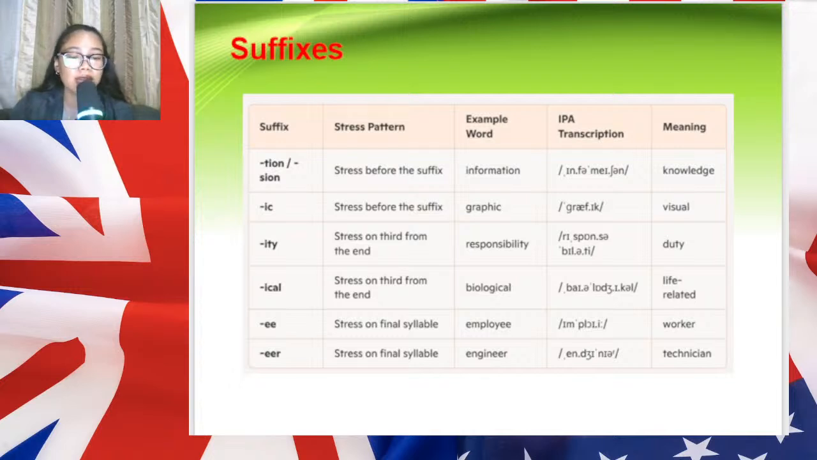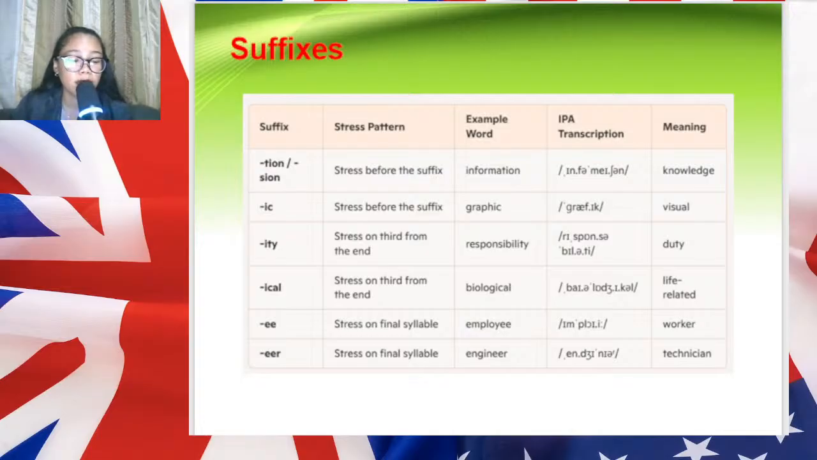It lands three syllables from the end. So we count ical as one. And then the second syllable right before it from the end is biology. G. Okay? G. And then, I'm sorry.